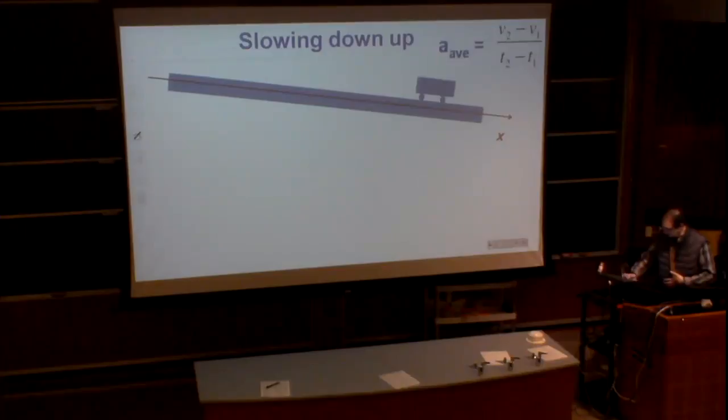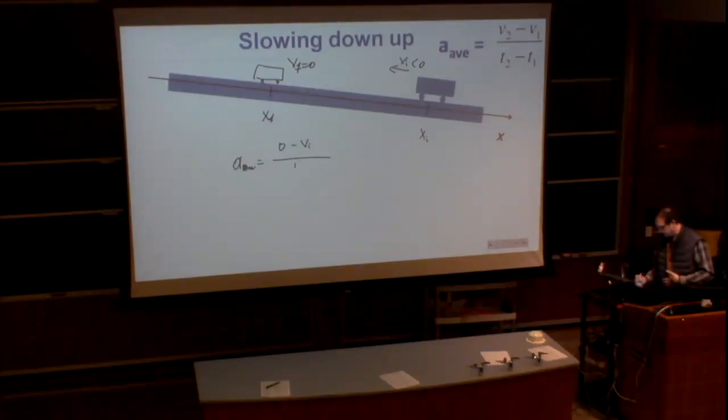Slowing down. So this is our initial position. And let's say we gave it a push. So initial velocity points up the ramp. First of all, it makes it negative. And we can, again, make things easier, and assume it stops right here for the moment. So final velocity is zero. So average acceleration should be final minus initial over time.